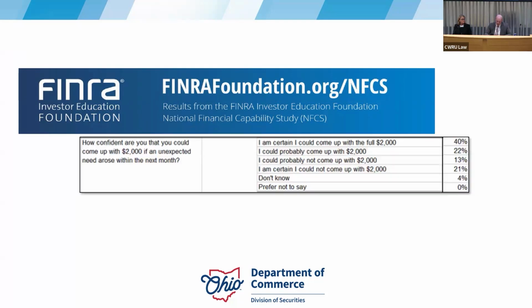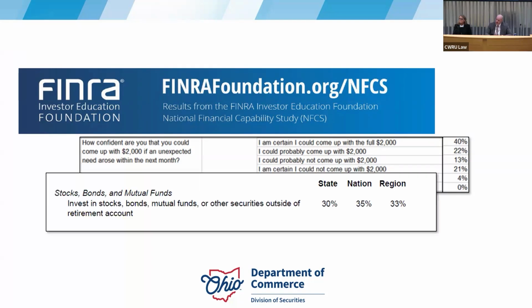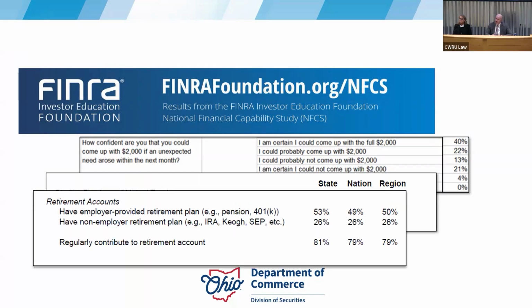So for example, we learned that, and this is state level data, 60% of Ohioans are not confident that they could come up with $2,000 if an unexpected need arose in the next month. 60%. We also learned that Ohioans invest in stocks, bonds, and other securities outside of their retirement account at a lower rate than both the nation and the region, and that region is the Midwest region. But they regularly contribute to their retirement account at a slightly higher rate.